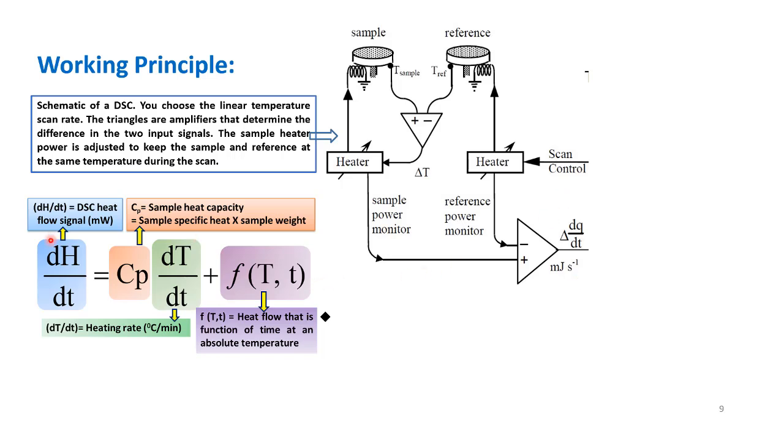Okay, so here is an equation for how to calculate the CP. dH/dt is what we provide. dH is the enthalpy, or DSC heat flow signal that we provide. And then we have CP, which is the sample heat capacity, equal to the specific heat times the sample weight. And then dT/dt is the heating rate by which we are heating our sample.